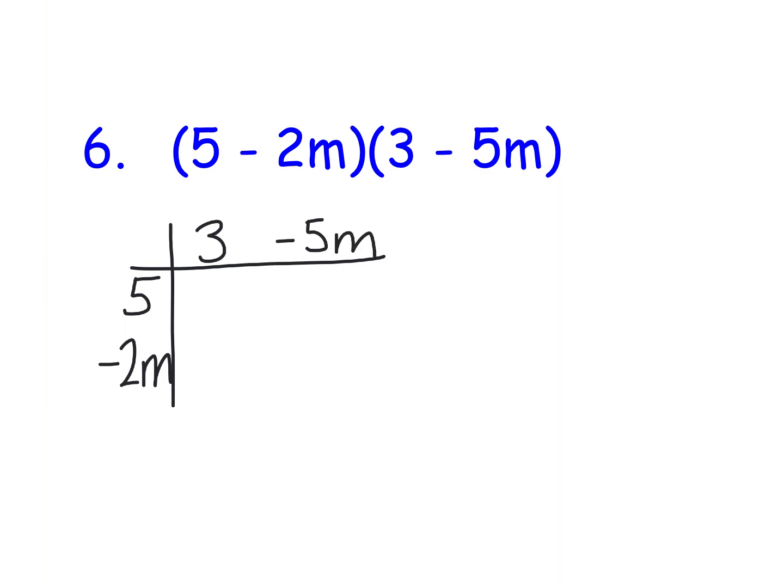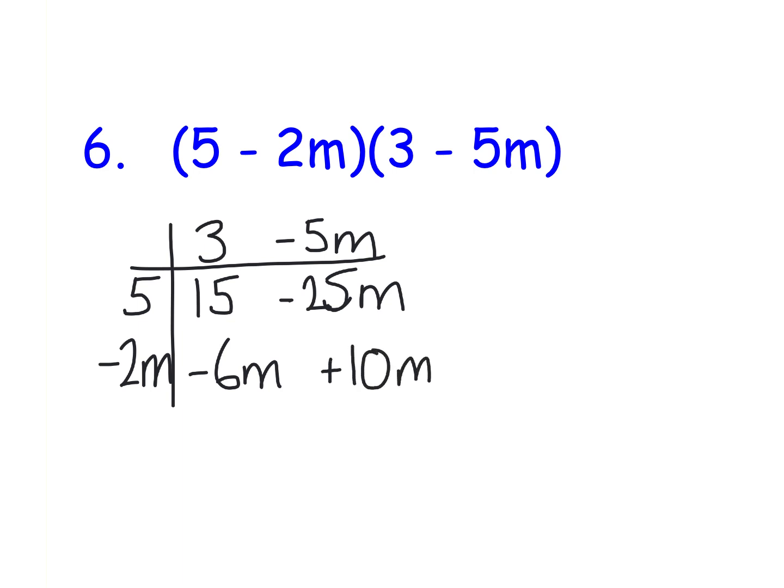Okay, top left is coming from 3 times 5, so 15. Top right is coming from 5 times -5, minus wins, so -25, and there's an m there as well, so -25m. Bottom left comes from 3 times -2, minus wins again there, so -6m. And the last one, here's a double negative. You've got a -2 times a -5, so that's +10. You've got m times m, which is m squared.